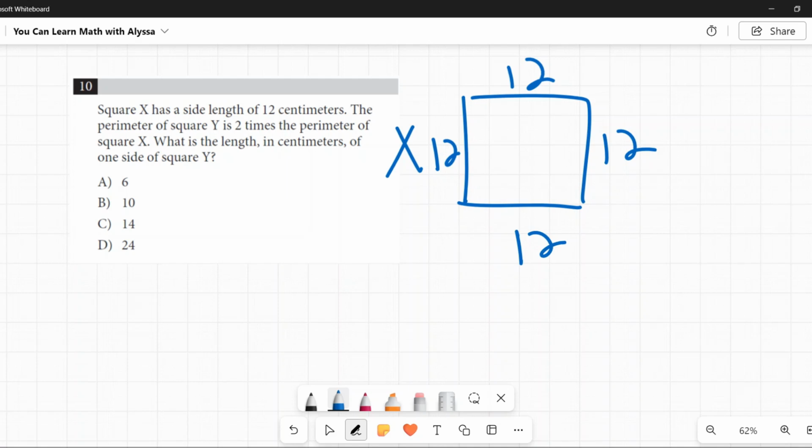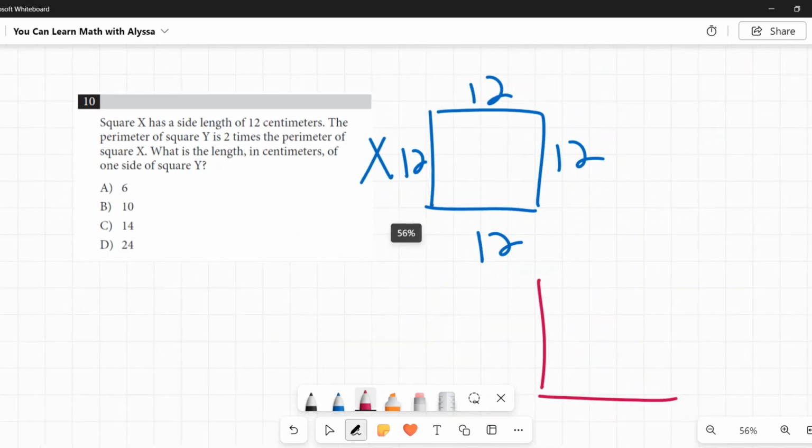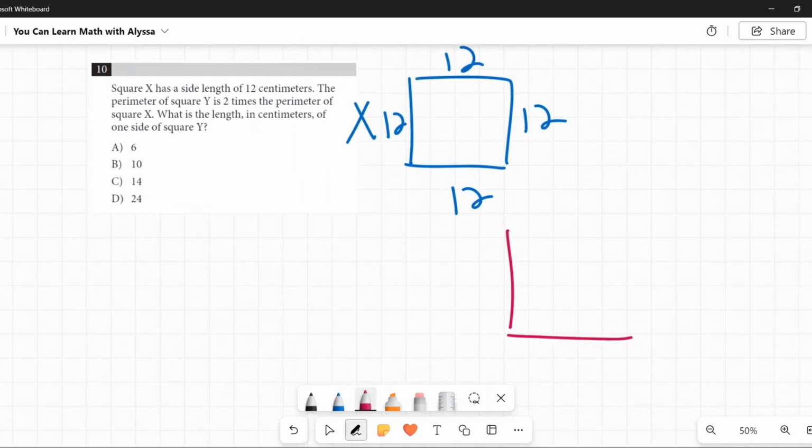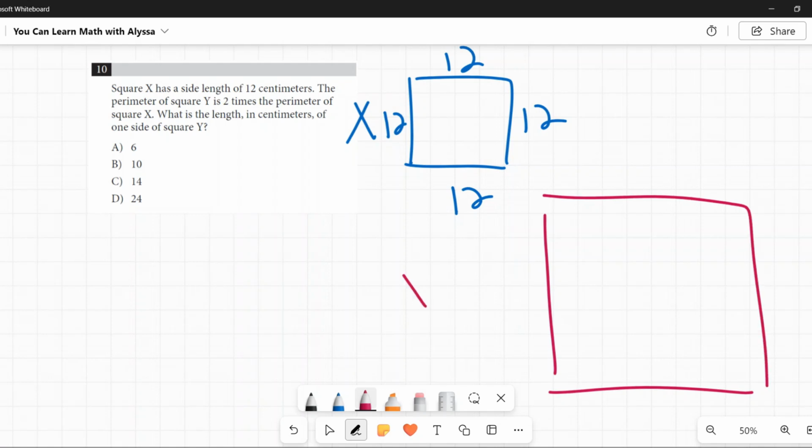The perimeter of square y is 2 times the perimeter of square x. Okay, so now we've got, and I'm clearly not drawing this to scale, so I'm just going to draw a vaguely larger square y. It has 2 times the perimeter of square x. What is the length in centimeters of one side of square y?